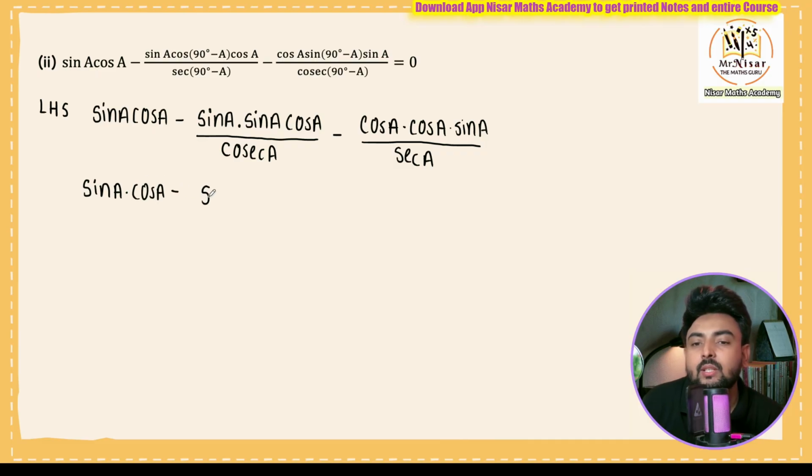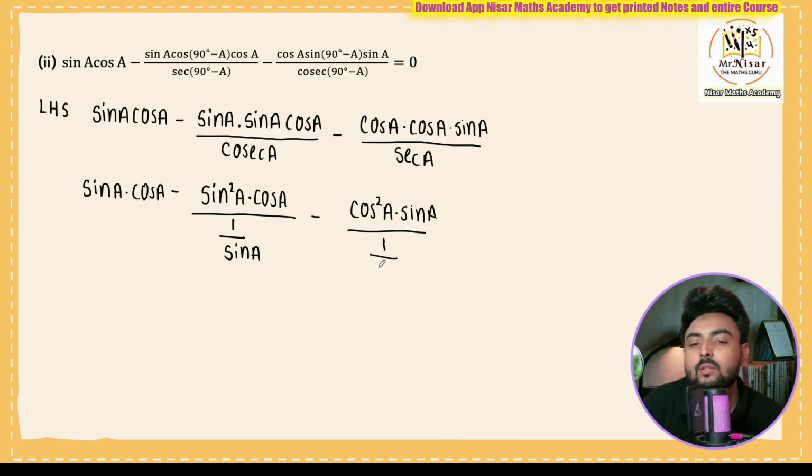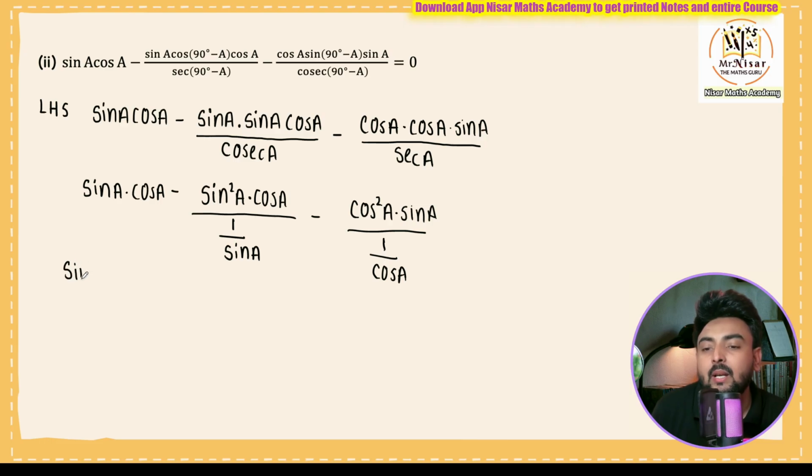I'll write that, sin into sin, I'll make it sin square A into cos A. And cosec can be written as, cosec is reciprocal of sin, so cosec as 1 by sin A. Then here cos into cos becomes cos square A into sin A, and sec can be written as 1 by cos. See, ultimately we have to make it 0. It means something should come in the product here, and that multiplied with 0, everything will become 0. In that way this question may be there.